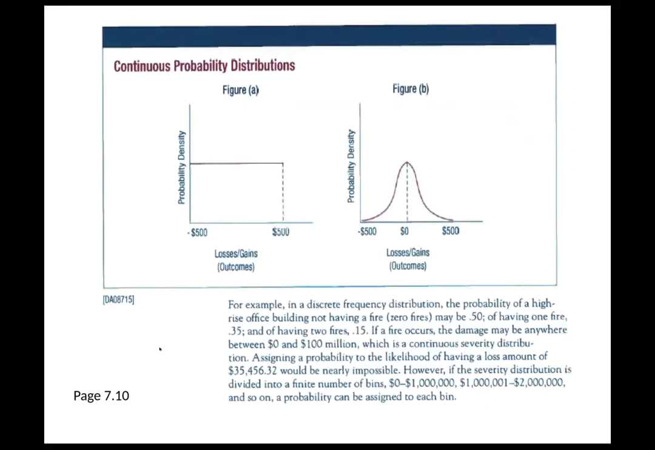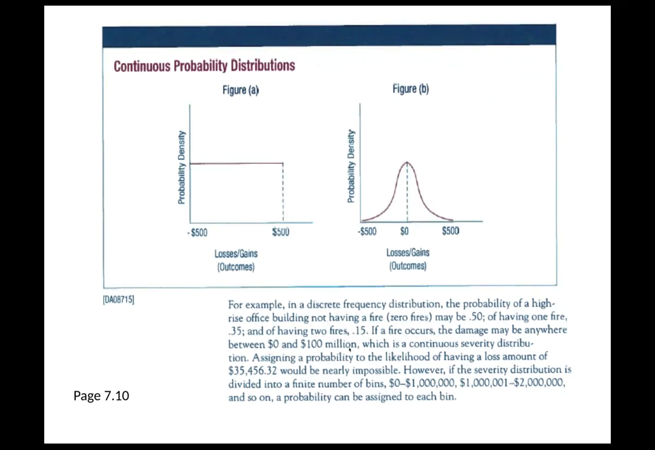Continuous distributions. Again, just kind of how they're showing figure A and figure B. And it talks about, for example, in the discrete frequency distribution, the probability of a high-rise office building not having a fire, 0 fires might be 50%, or having 1 fire, about 35%, and having 2 fires, 0.15. And this is on page, I think I did the update on 7110 on here.